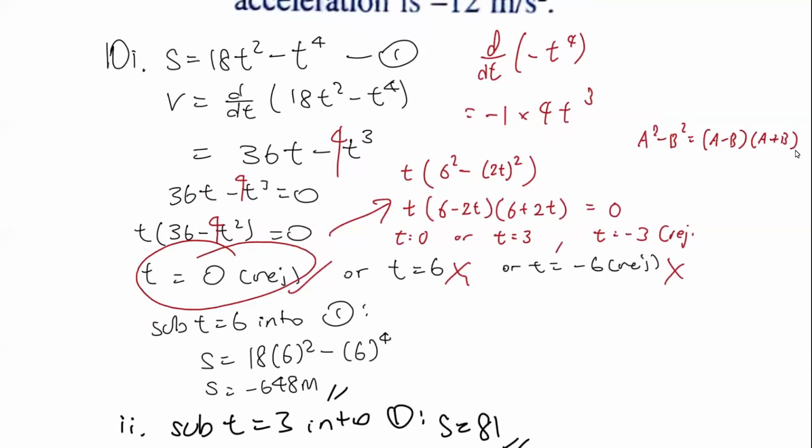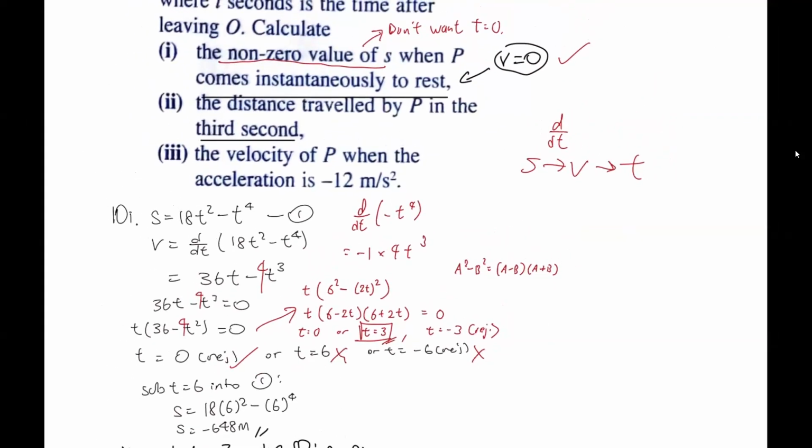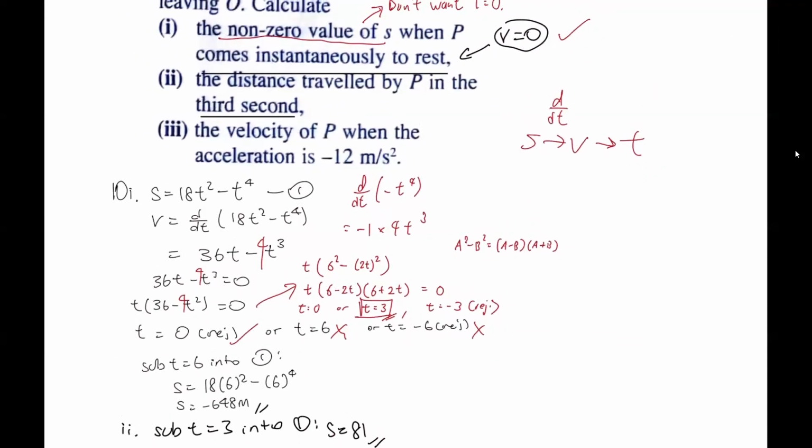Okay, this part is fine. But the other 2 roots are wrong, they should be positive 3 and negative 3. And of course, negative is impossible. You can't have negative time. So you reject that as well. So the only answer is t equal to 3. Right? Yeah, so that's not enough because they're asking for the value of s, the non-zero value of s. So what you do next is sub t equal to 3 into the s formula. So s equals 18 times 3 squared minus 3 power 4. So 3 squared, okay, I need a calculator for this. Let me see.